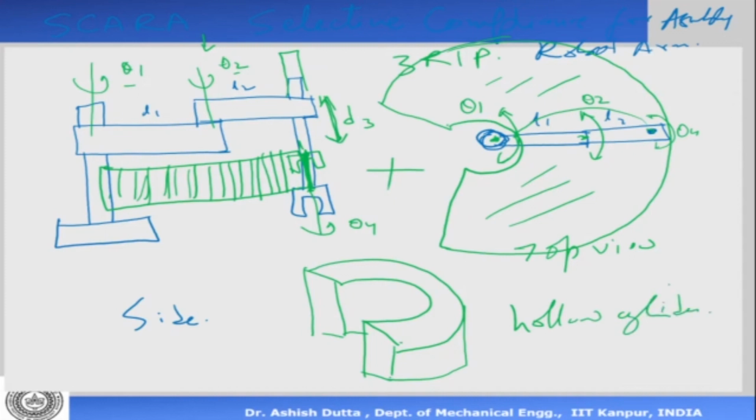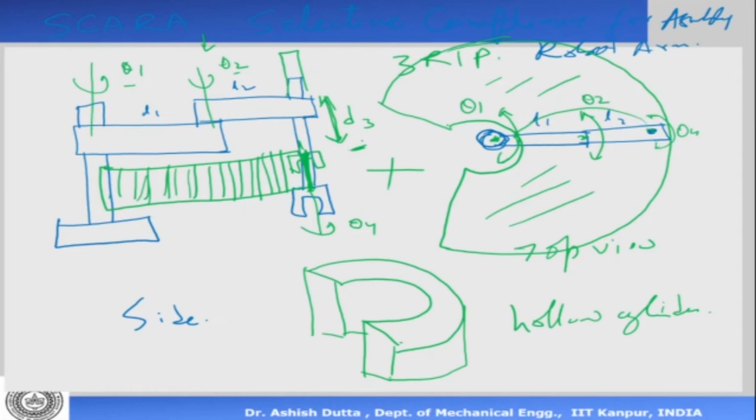Okay, so this is called a Selective Compliance Assembly Robot Arm, and this is very commonly used in electronic assembly. This is used because there is a prismatic axis there, and this prismatic axis is the one that moves in a straight line, so it helps in assembly.